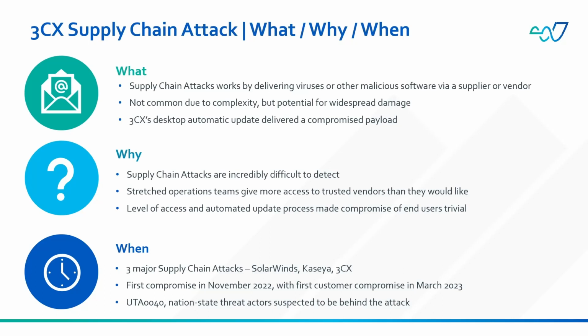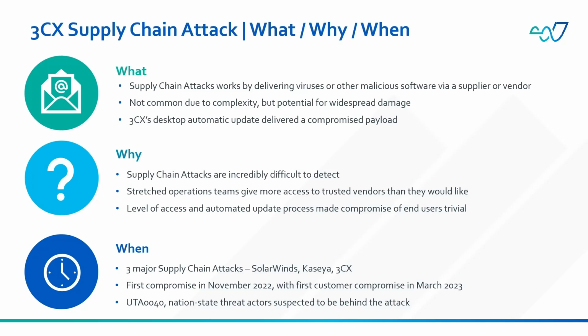Evidence suggests that the 3CX environment was first compromised as early as November 2022, with the first malicious update being downloaded by victims in March 2023. UNC 0040, likely a nation-state-backed threat actor from North Korea, is suspected to be behind the attack. Unlike criminal groups, they focused on gathering information rather than immediately deploying ransomware.